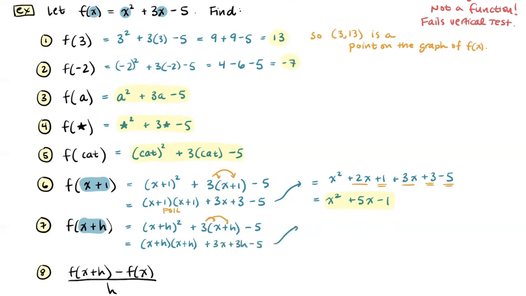And then again, we're going to have to FOIL out this product of those 2 binomials, 2 things with 2 terms in them. So we're going to get our first term of x squared. Our outer term will be x times h. Our inner terms multiplied will be h times x, but that's the same as x times h. So we're going to have 2 x times h's. And then our last, that's what the L means in FOIL, right? So the last, h times h, that's h squared. And then we've got plus 3x plus 3h minus 5.